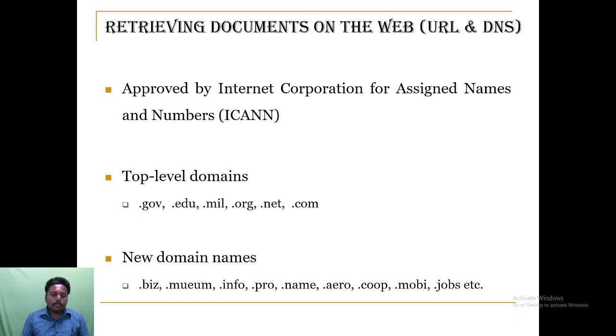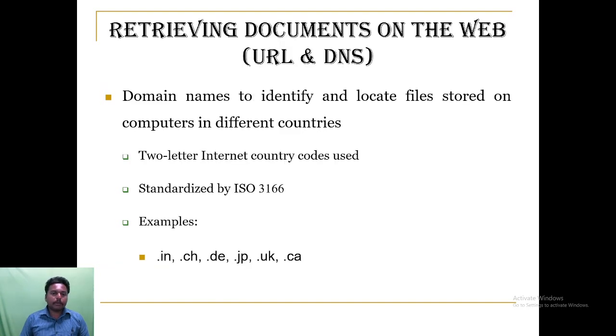New domain names. What are they? .biz, .mu, .info, .pro, .name, .coop, .mobi, .jobs, etc. And several other domains are in use nowadays.